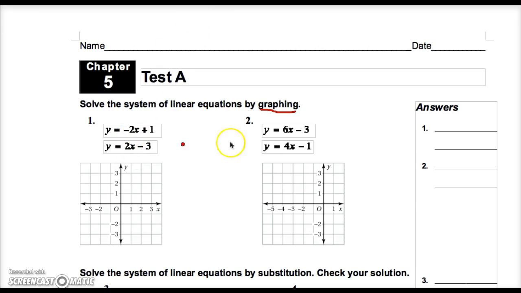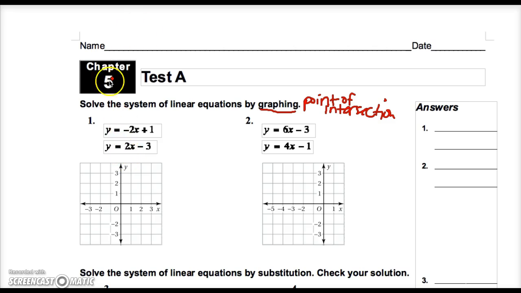So we're going to graph each equation, and remember we are looking for the point of intersection. Where do the two lines cross each other? So let's look at number 1. We have y equals negative 2x plus 1 and y equals 2x minus 3.